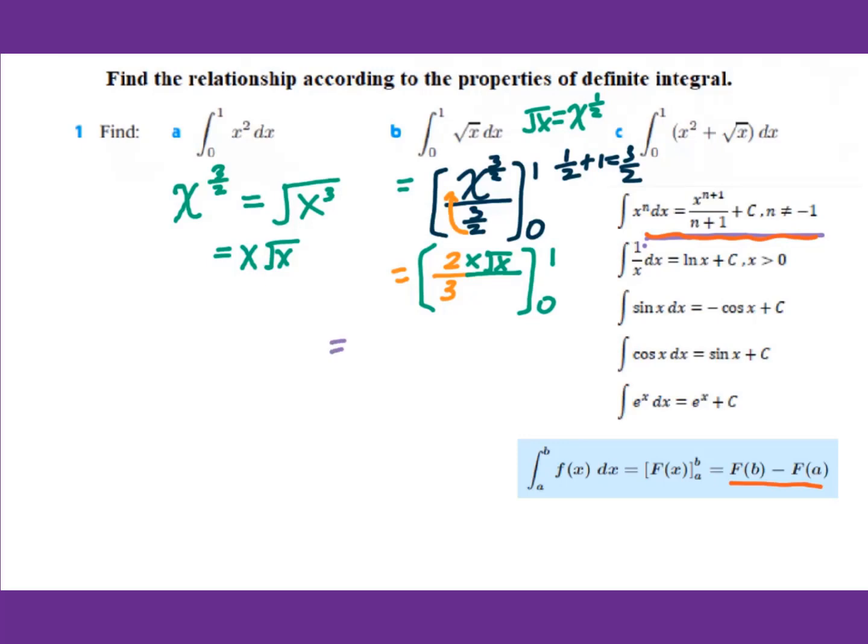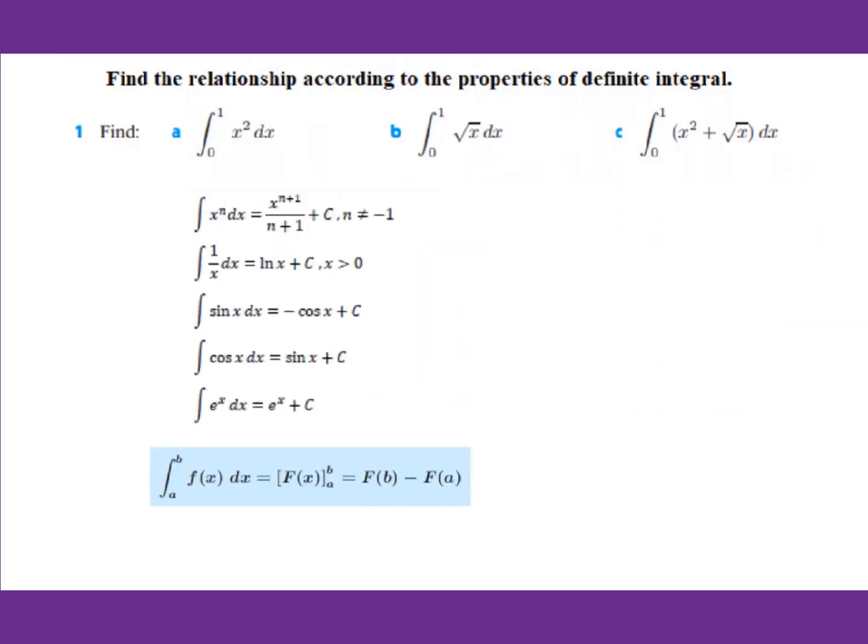We plug in 1 first. 2 times 1, square root of 1, over 3, minus, then plug in 0. 2 times 0, square root of 0, over 3. You will get 2 over 3 minus 0 equals 2 over 3. Now let's go to C.